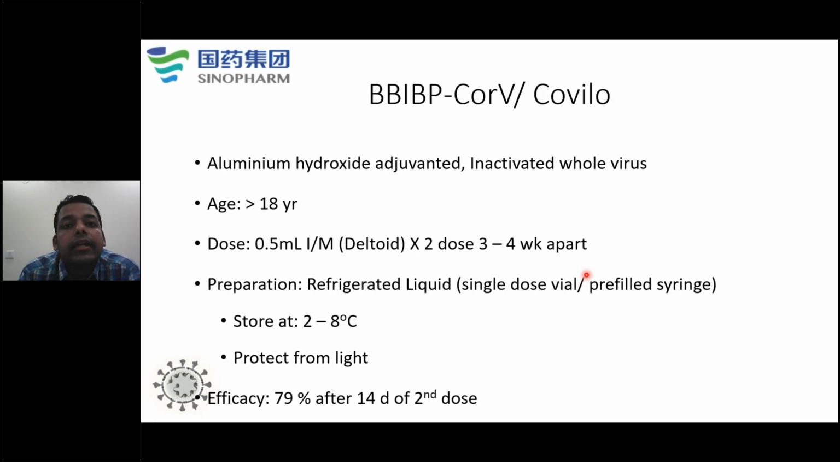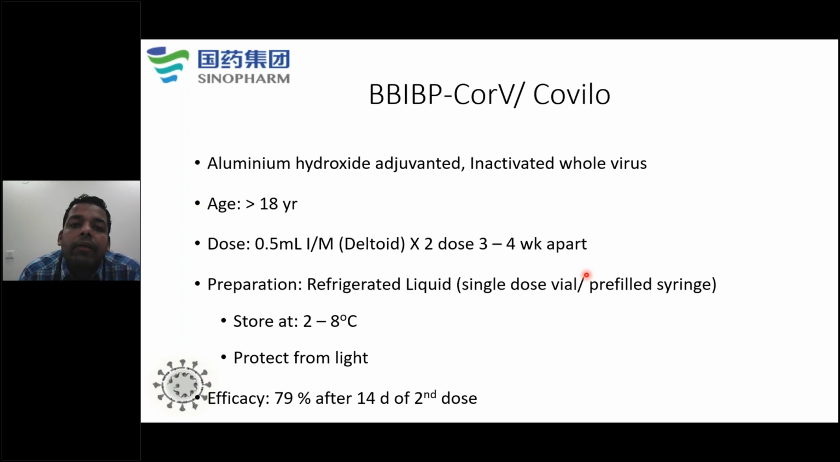The next vaccine using the same or a similar mechanism is the BBIBP-CorV, also called the Covilo vaccine, which has been developed by Sinopharm, again a Chinese company, and the Beijing Institute of Biological Products. The mechanism here is the same. It uses an aluminum hydroxide adjuvant, inactivated whole virus, again approved for more than 18-year-olds.